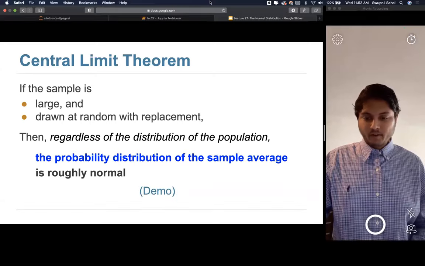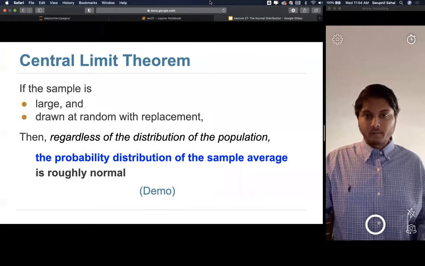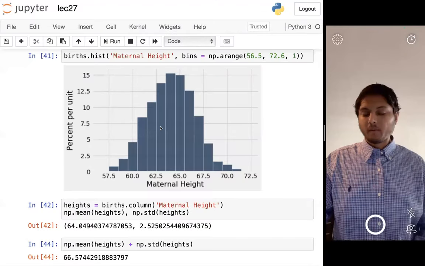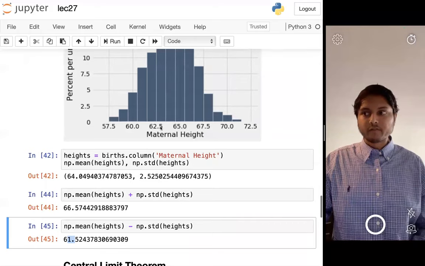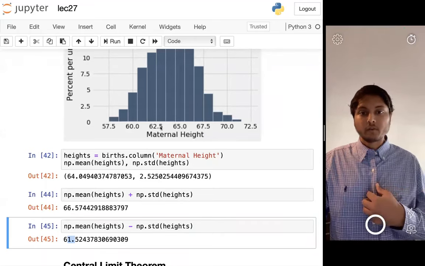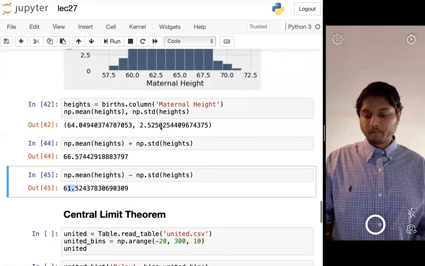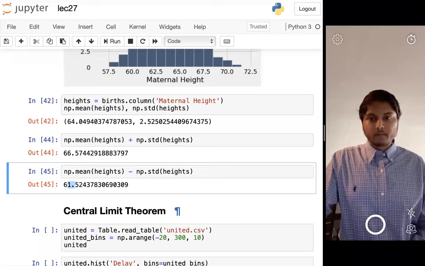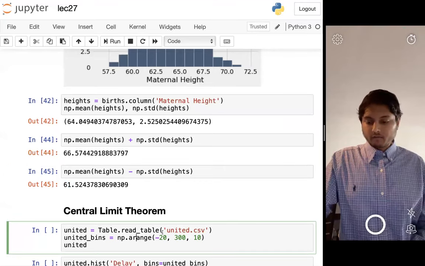Cool. So now that we know what the central limit theorem is, let's actually take a look at it in action. Let's see if this actually holds. Let's try to look at the sample average of some data set, some sample, and then see if it actually has a normal distribution or not. So for our example, we're going to look at the delays from the United flights in summer of 2015.